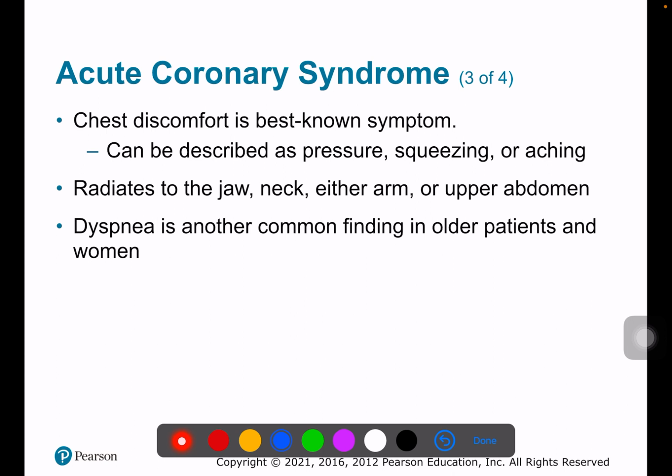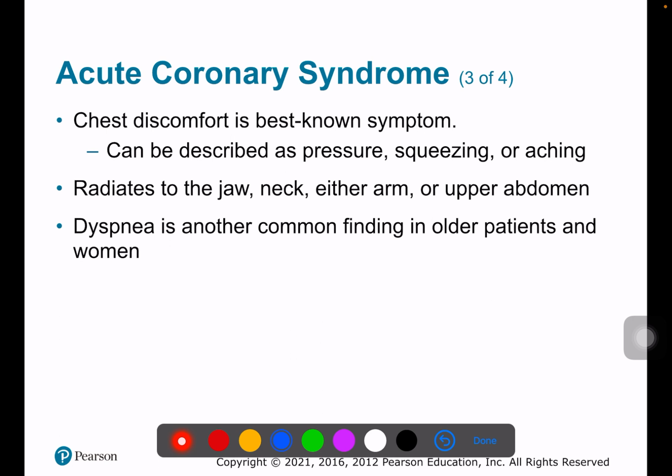So chest discomfort is the best known symptom. They can have chest pressure, like somebody's sitting on their chest, squeezing, like there's a vice around their heart, or just a dull ache like any other muscle. Sometimes people will have chest pain that feels like they tore a muscle, but in reality it's their heart muscle, not their chest muscle, not their pectoralis. It can radiate up to the jaw, neck, and either arm as well, and also the upper abdomen.